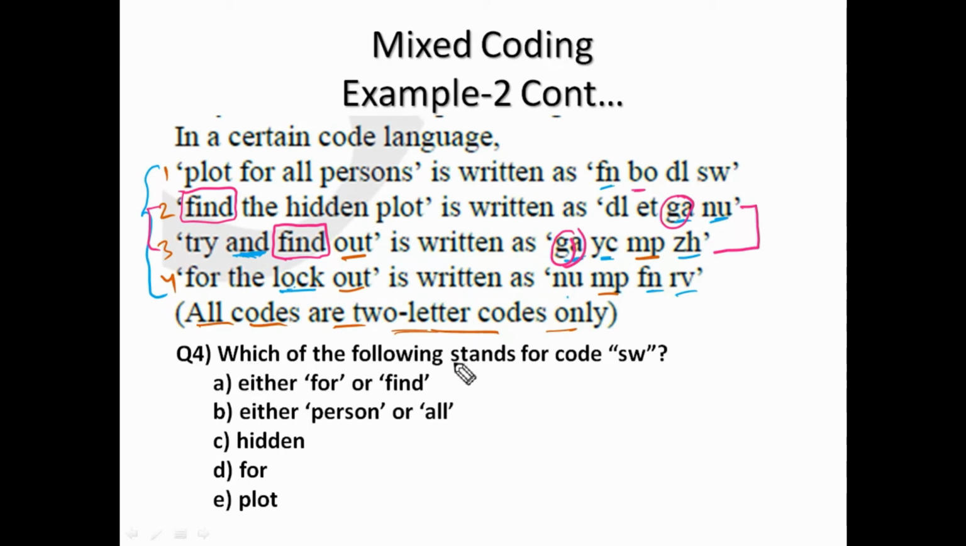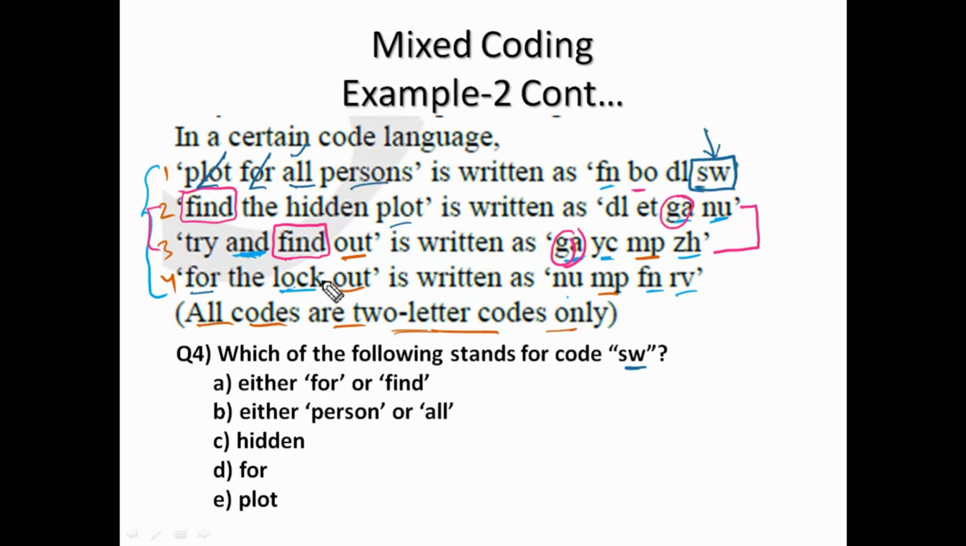Which of the following stands for the code SW? Is SW a common code or an uncommon code? Uncommon, and it is there in only the first statement. So try to find the word which is there in only the first statement. Plot is there in the second statement, so it cannot be the word. For is there in the last statement, so it cannot be the word. All is not there anywhere, so it can be the answer.